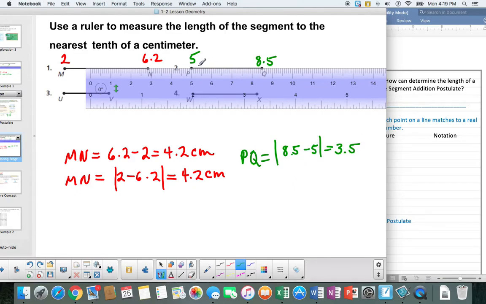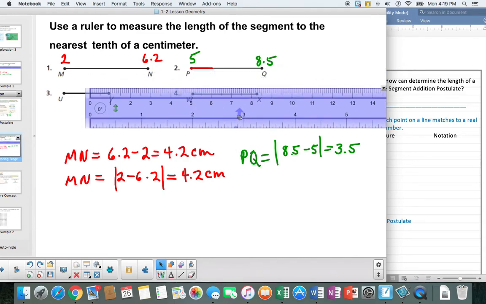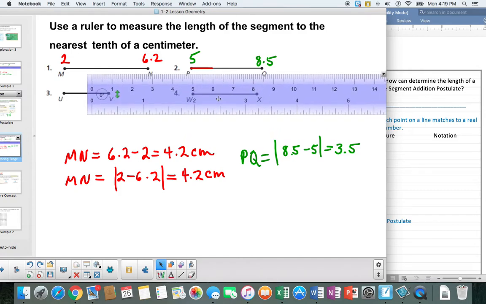Now, a lot of us can really just count. So we can see 1 centimeter. Let me move the ruler here. Okay, so 1 centimeter, 2 centimeters, 3 centimeters, and then 3.5. Some of us can just take a look at the ruler and count like that.